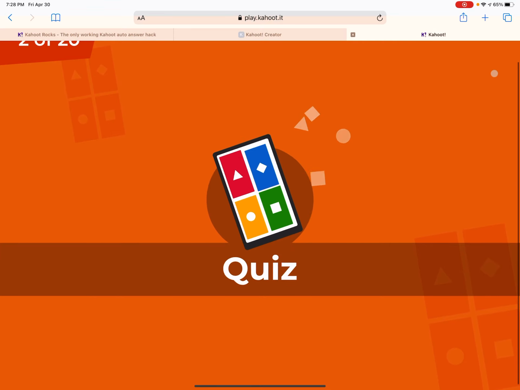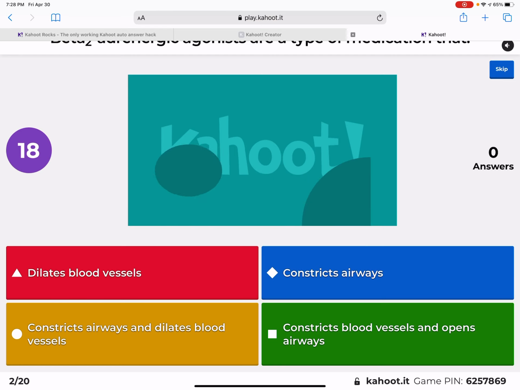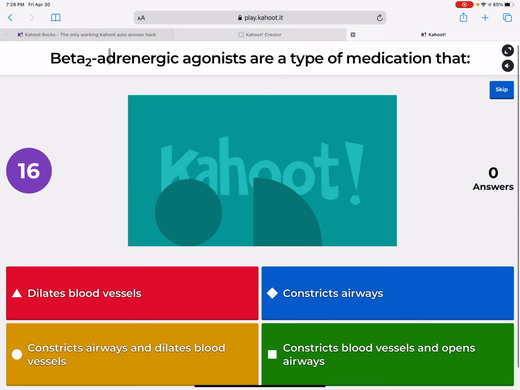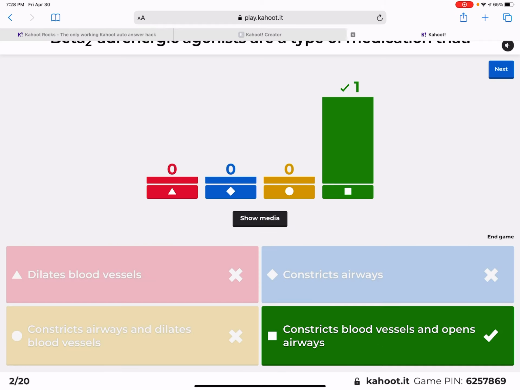We can go to our next question. It's quiz time. Everybody pull out your phones that you're already logged into, and we're going to have a question. This one's hard to read up here. It says beta adrenergic agonist is a type of medication that constricts the airway. No, that would be the wrong answer here. Dilates the blood vessels. Nope, that's not the case. Constricts the airways and dilates. No, it's going to constrict blood vessels, and it's going to open up our airways. So we know that it's going to be the green one, so I'll answer to that.